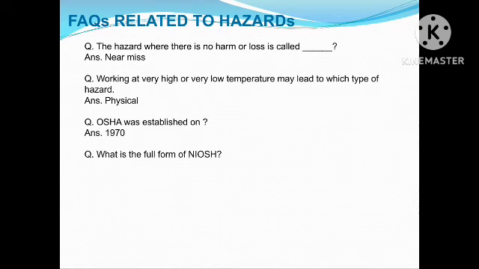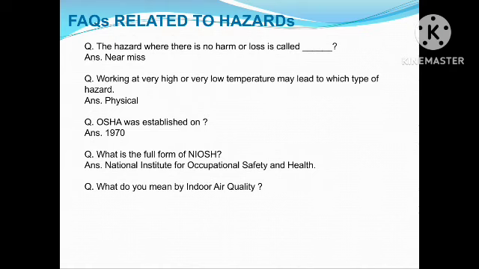Next is, what is the full form of NIOSH? NIOSH is the National Institute for Occupational Safety and Health. You should remember it. What do you mean by indoor air quality? Indoor air quality means the air quality inside a room where several people are working. Maybe there are some equipments, maybe computers, lights. Then you see what is indoor air quality.